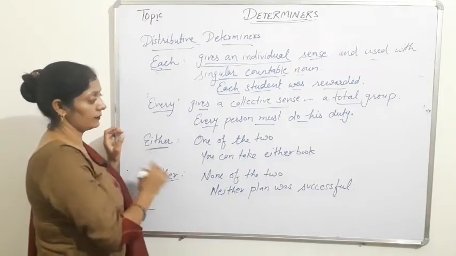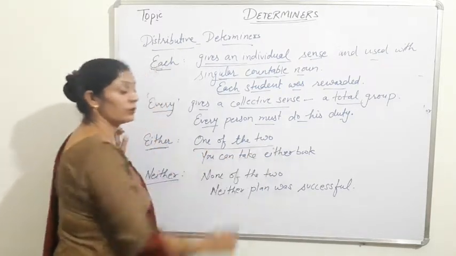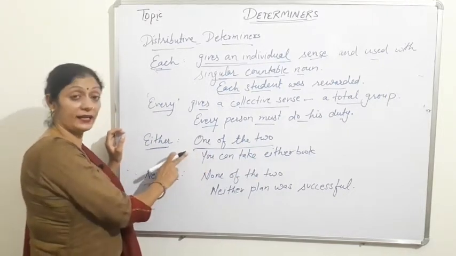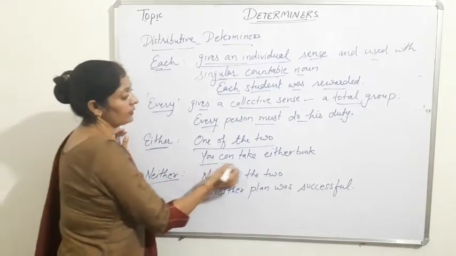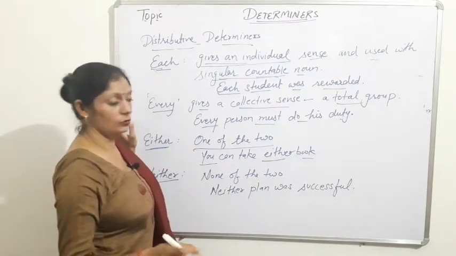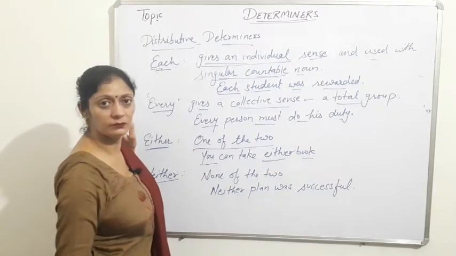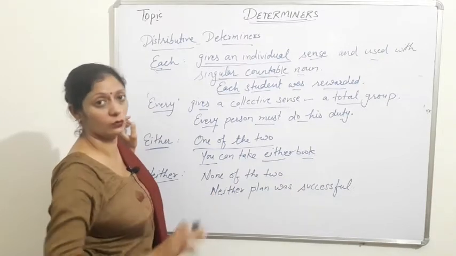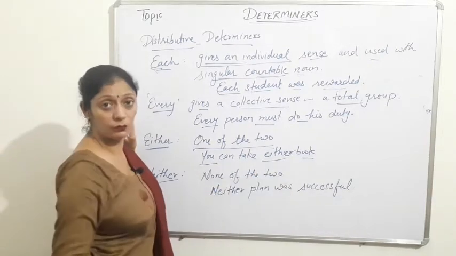Next is either. Either, it means one of the two. Any one of the two. You can also take in this sense. You can take either book. Suppose there are 2 books, you say you can take either. Any one of the two. You can take either road. You can choose either way.